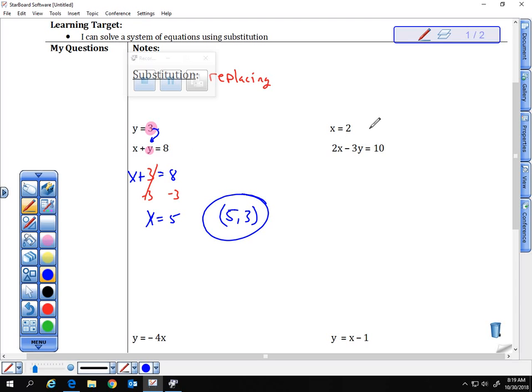This one here has x equals 2. That again means I'm going to replace the x with a 2. So put the 2 right in there. It'll be 2 times 2 for x minus the 3y equals 10, and then you just solve that equation. So we get 4 when I go 2 times 2. Subtract 4 from both sides of the equal sign, and you have negative 3y equals 6, and then divide both sides by negative 3. y equals negative 2. So I have an x value of 2, a y value of negative 2.